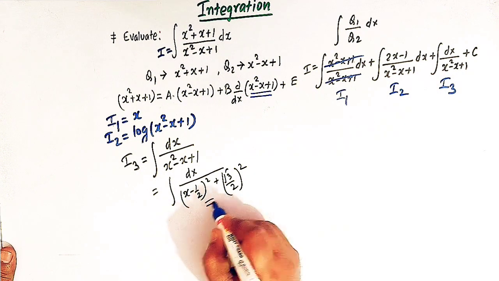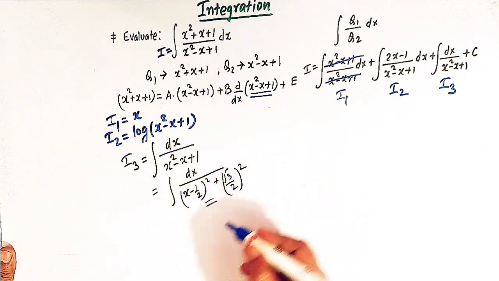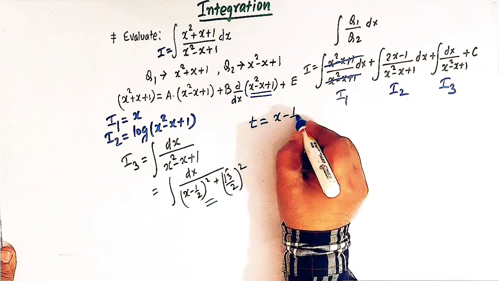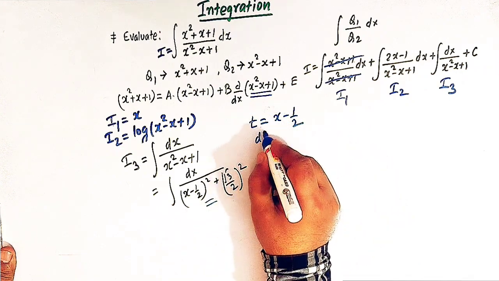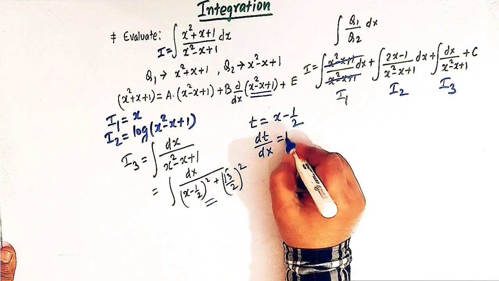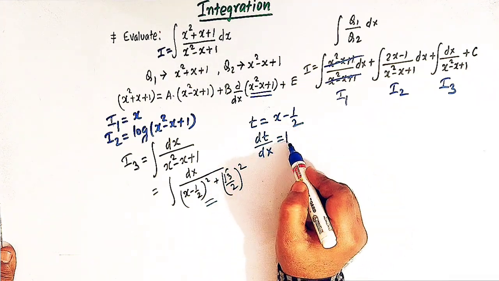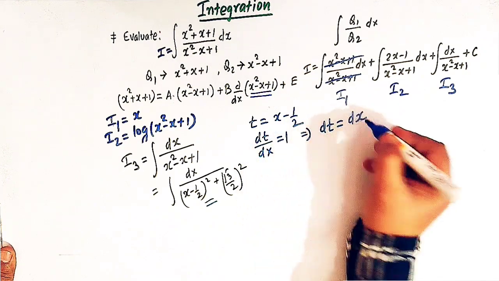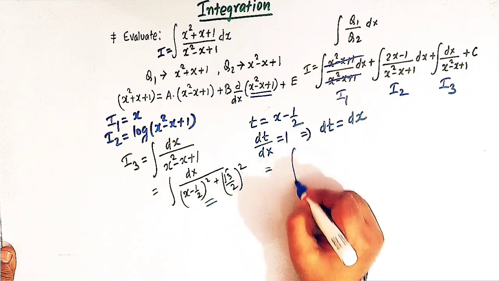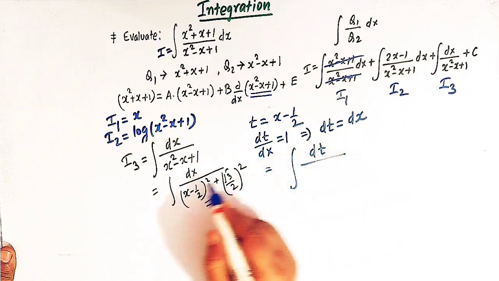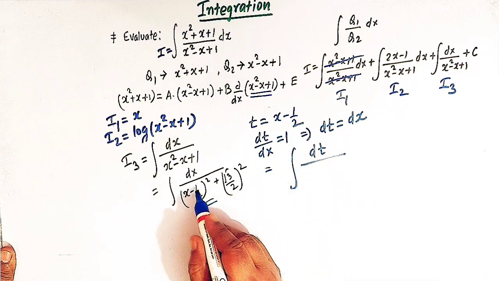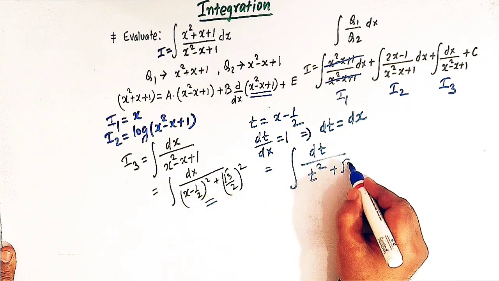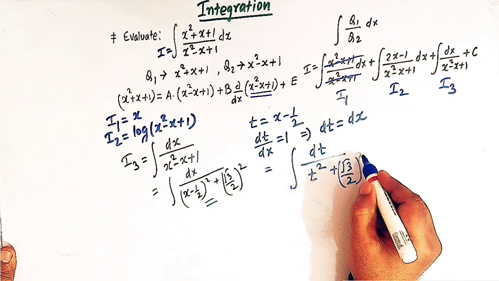So now to solve this integral, we can again make use of the method of substitution. So let us take t is equal to x minus half, right? So dt over dx is equal to 1 because the derivative of x with respect to x is 1. So we have dt is equal to dx, right? So now this integral becomes, for dx we have dt, and x minus half square can be written as t square, and here we have square root of 3 over 2 square.